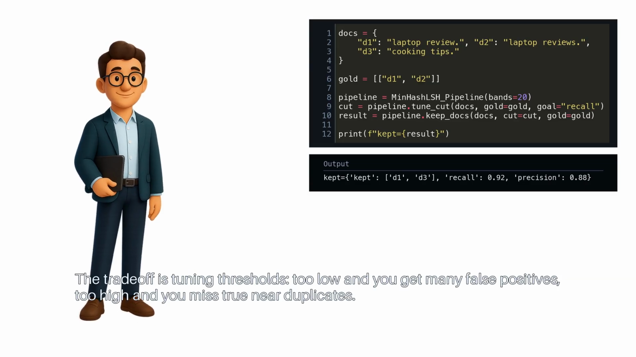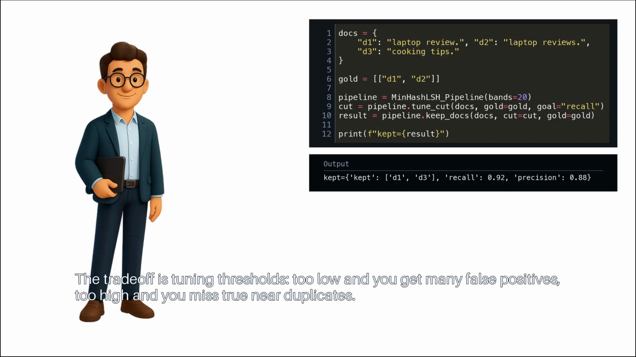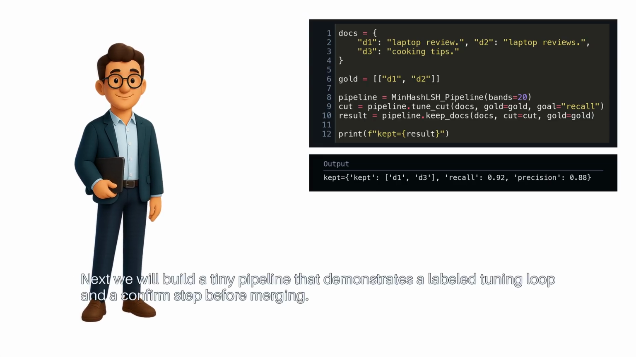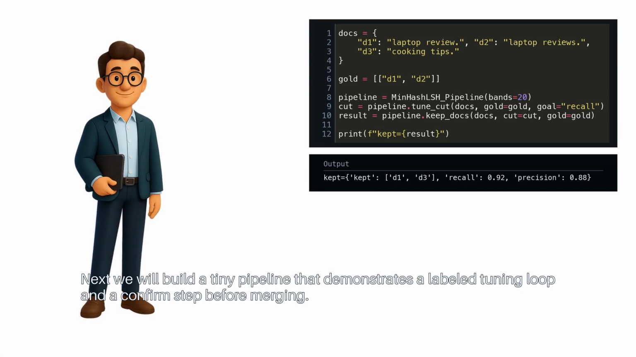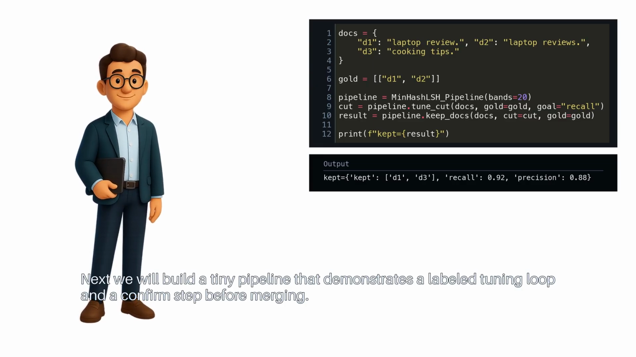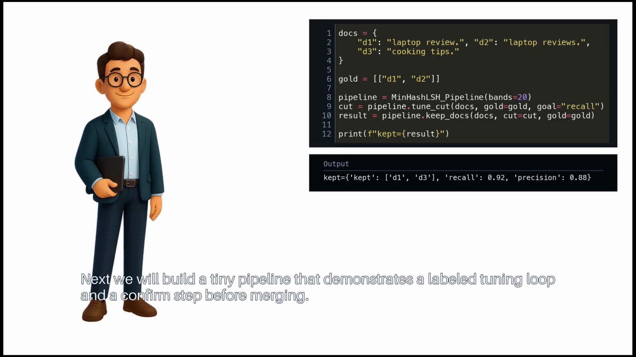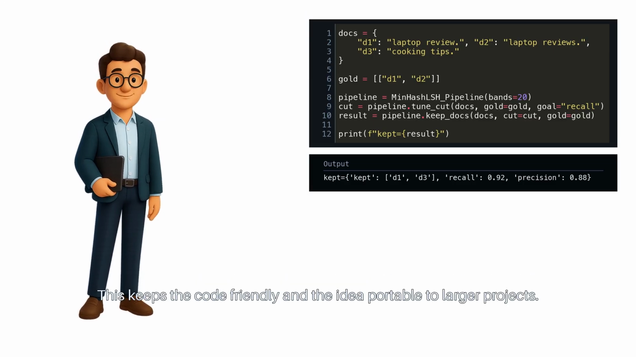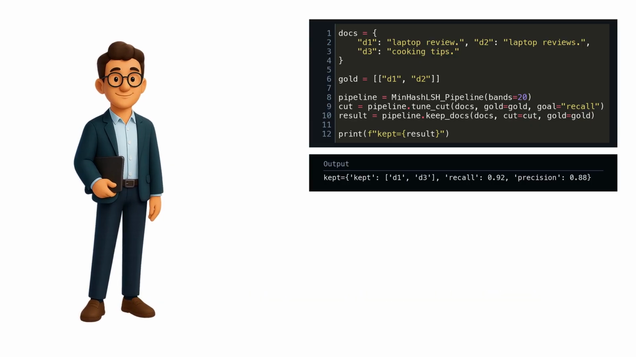The trade-off is tuning thresholds. Too low and you get many false positives. Too high and you miss true near duplicates. Next, we will build a tiny pipeline that demonstrates a labeled tuning loop and a confirm step before merging. This keeps the code friendly and the idea portable to larger projects.